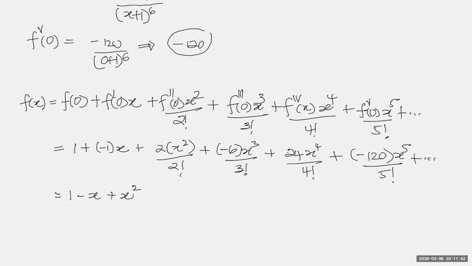4 factorial is 4 times 3 is 12, times 2 is 24. So 24 divided by 24 is 1, plus x to the 4th. And then 5 factorial, we worked that in class the other day. We got 120. 120 divided by 120 is 1. So that is x to the 5th plus dot dot dot.